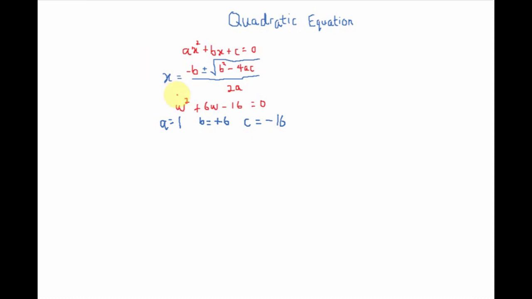The quadratic formula for this equation is w equals minus b plus or minus square root of b squared minus 4ac, all over 2a.